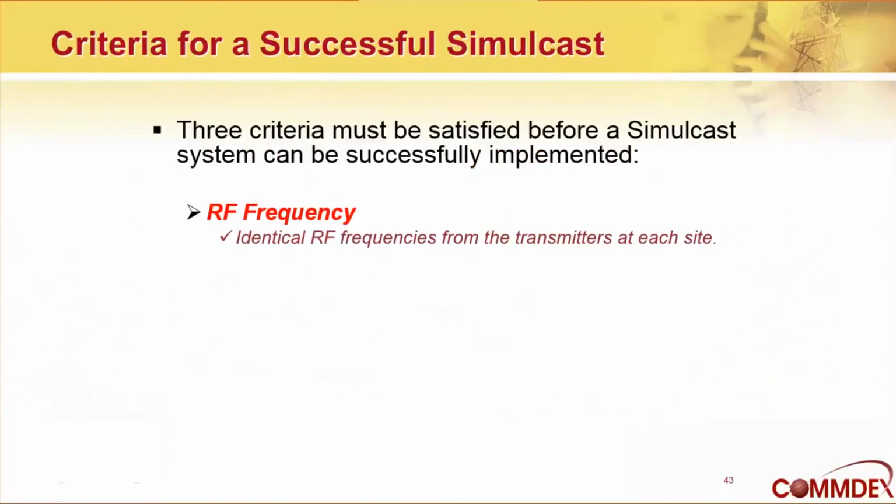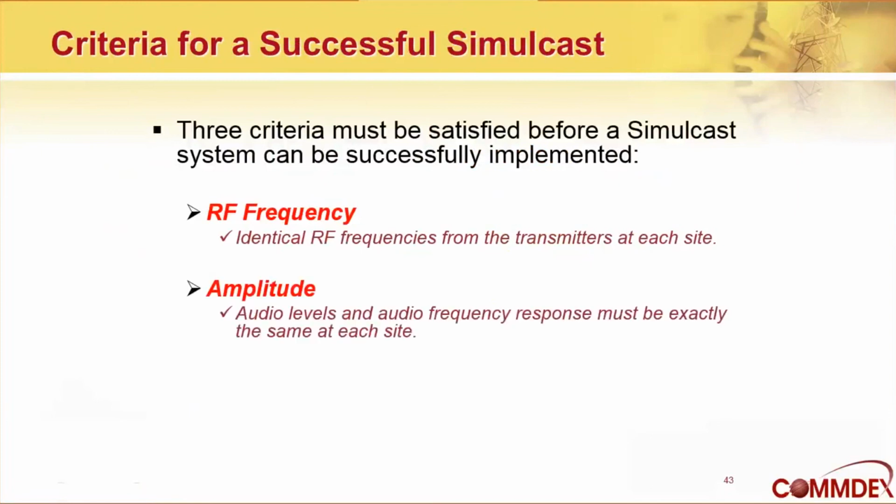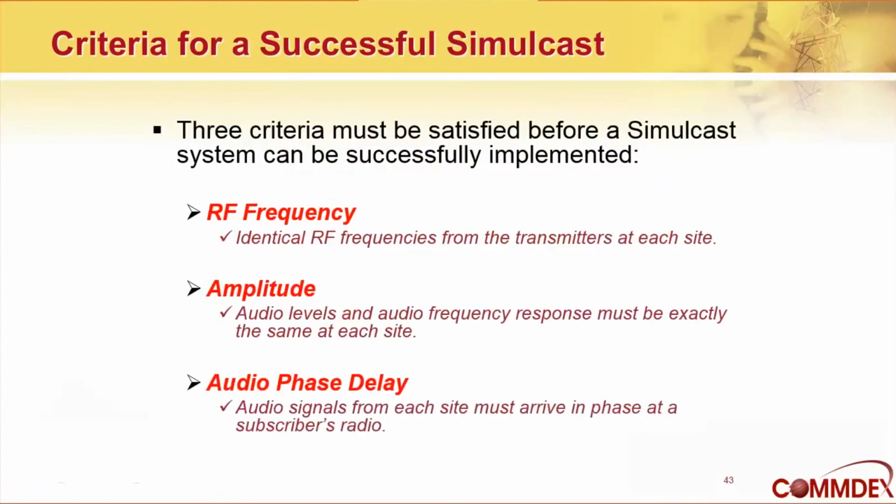So what do we have to do to be successful in simulcast? Well, we have to provide the identical RF frequencies from the transmitters at each site. It needs to be very high stability type where we don't have a lot of frequency drift. We also have to control the amplitude because if one signal has a different amplitude than the other, then you'll get amplitude cancellation. And as we mentioned, you have to control the delay so signals arrive in phase at a subscriber's radio.